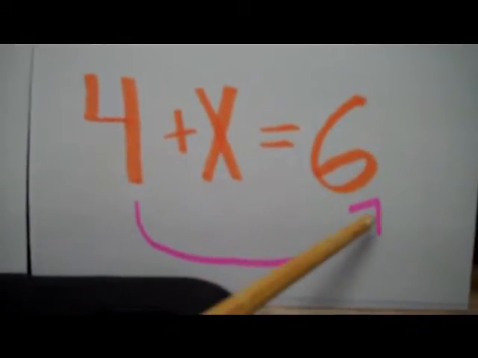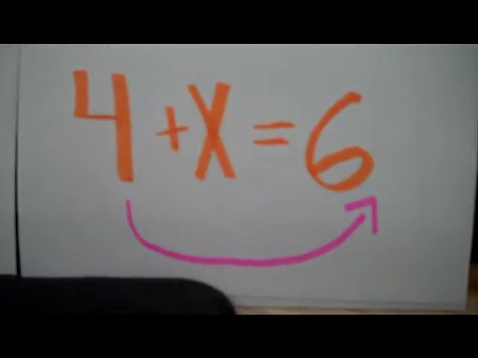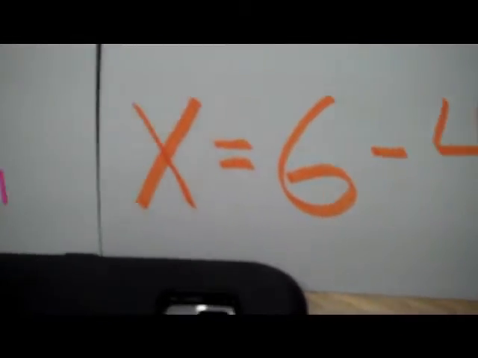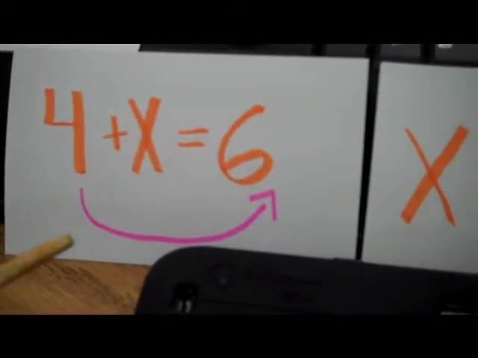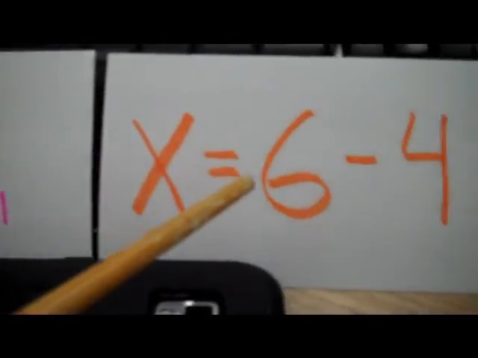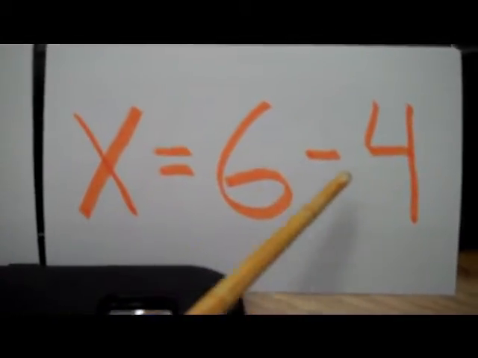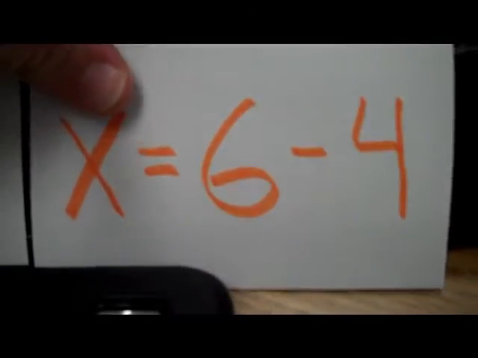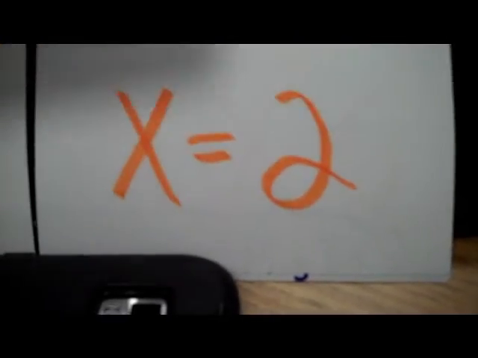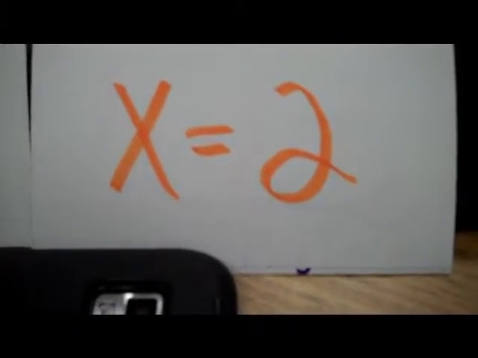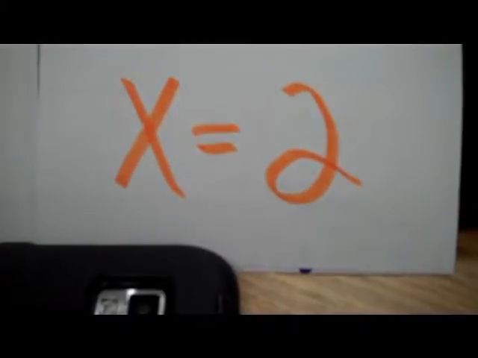6 minus 4, as we'll have in a minute. And then I won't have to do anything to x. It's going to be left alone. Just like this. We went from having this problem, bringing the 4 over, and this is what we come up with. All of our numbers are on one side of the equals and the x is left alone on the other. We do our math. 6 minus 4 is 2, so x equals 2.